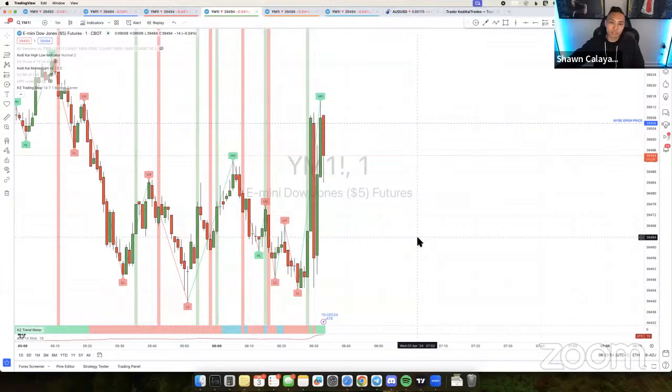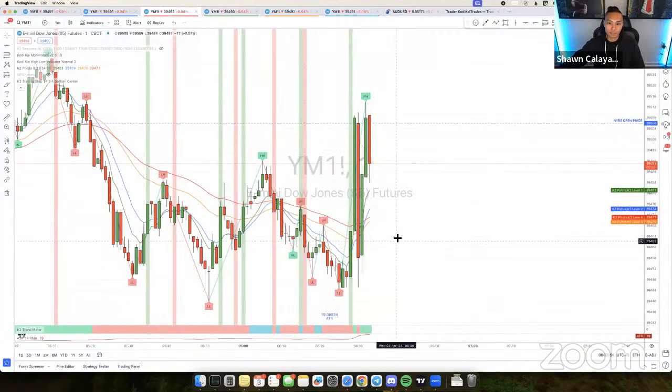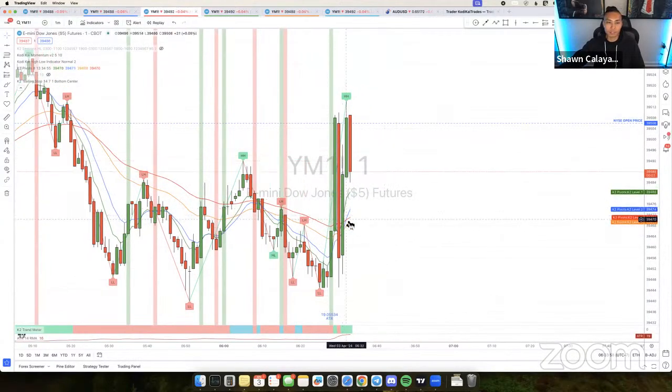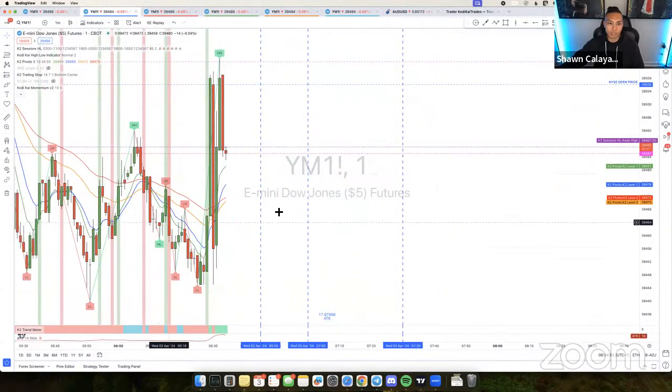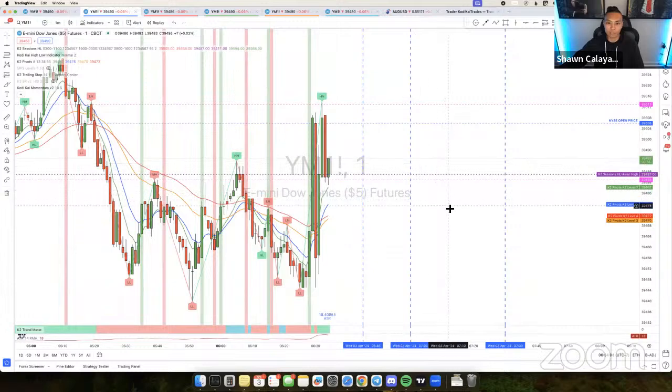But anyways, there's no entries for us right now, guys. There's no double body, double wicks. There's no PRB setting up here just yet until the trend is confirmed. Looking over here on our main chart, again, there's no trend yet, so there's no confirmation of any entries at this very moment.